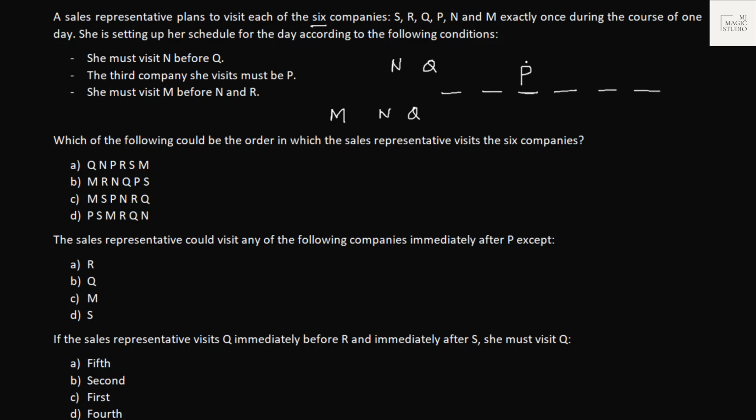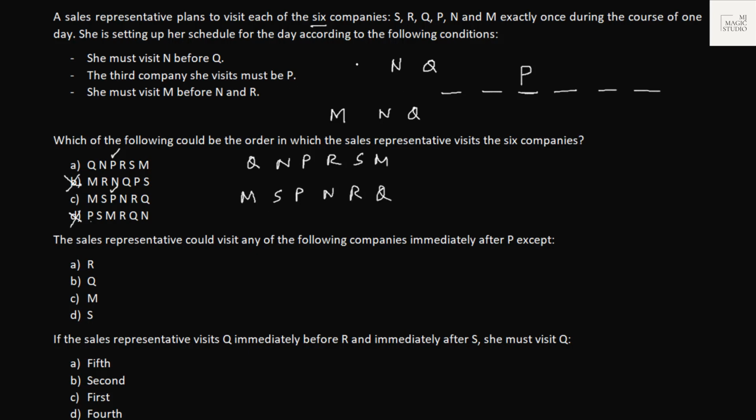We know that at the third position we should have P. In option A, the third position is P. In B, the third position is not P, out. Option C, the third position is P. Option D, P is at first position, out. That means Q, N, P, R, S, M or M, S, P, N, R, Q are the possible options.